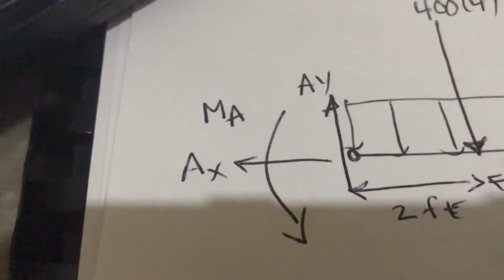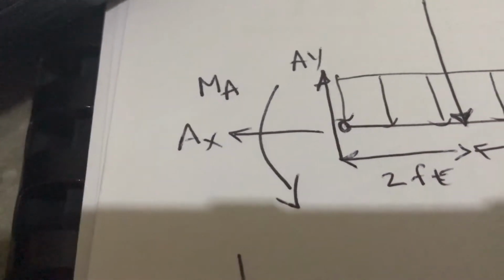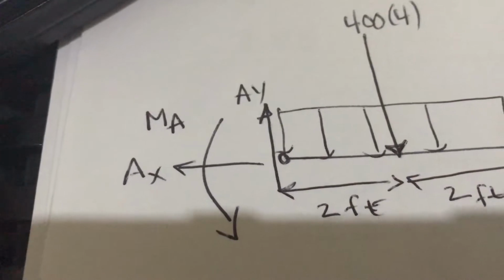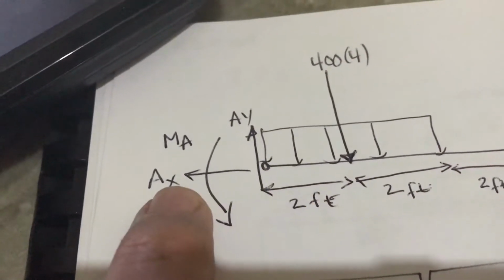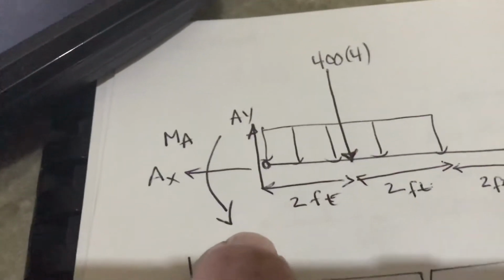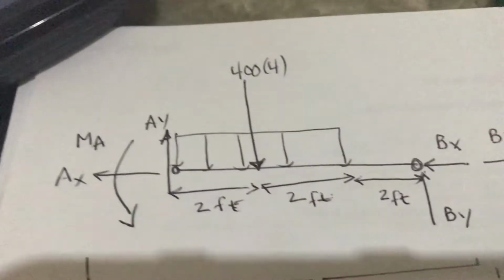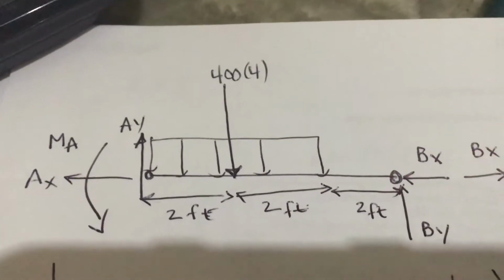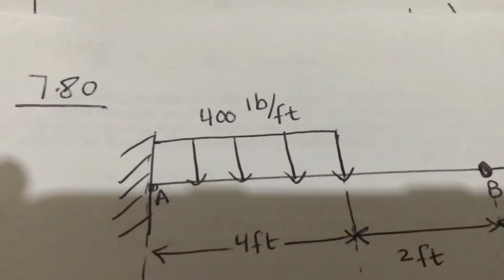You can choose any directions. So you just make AY to the top, you make AX to this side, and you make moment A like this, and if it comes out negative, it's going to be the opposite. Okay? So let's see the distribution. The distribution, according to what's given, is 400 pounds per foot.